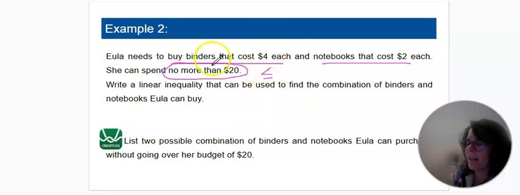All right. If binders are $4 each, what we don't know is how many binders, right? So we'll call that X. X is the number of binders. And we don't know how many notebooks, so let's make Y the number of notebooks. These are the things we don't know.